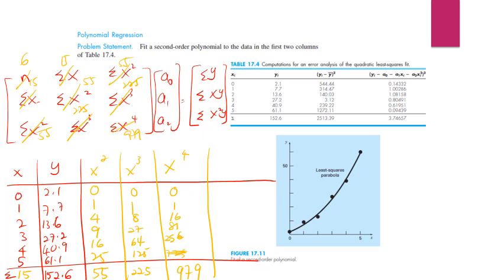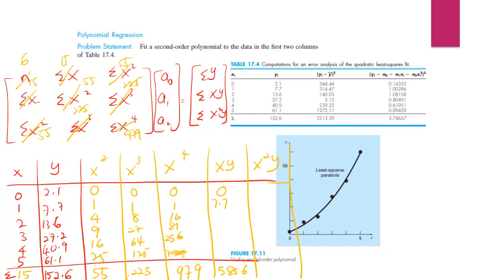Okay, next you need the summation y. So summation y, we already have 152.6. Then you need x times y. So 0, 7.7, 13.6 times 2, so what's the value? And then 37.2 times 3, so what's the value? 4 times 42.9, then 5 times 61.1. So the total is 585.6.